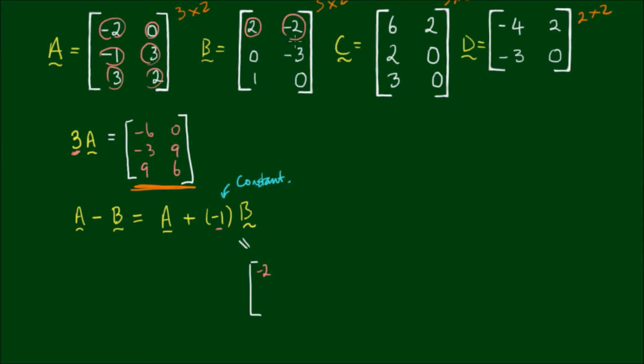Negative 1 times negative 2 equals positive 2. Negative 1 times 0 is 0. Negative 1 times negative 3 is positive 3. Negative 1 times 1 is equal to negative 1. And again, negative 1 times 0 is equal to 0.